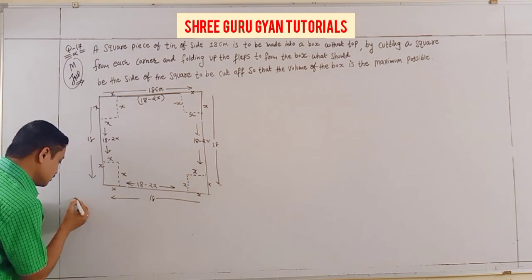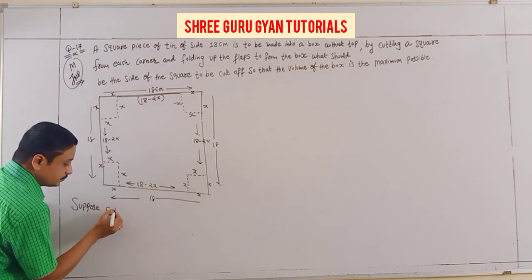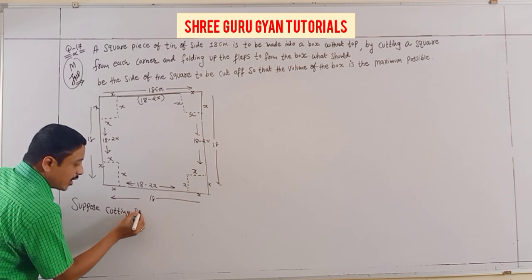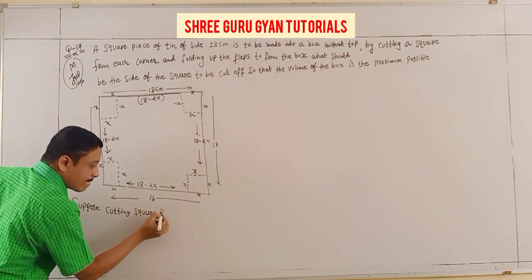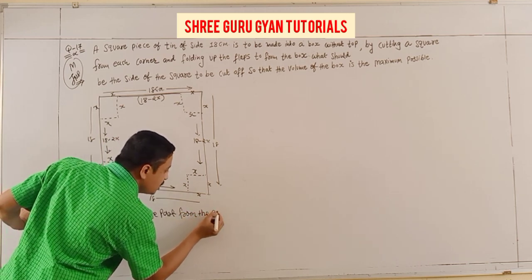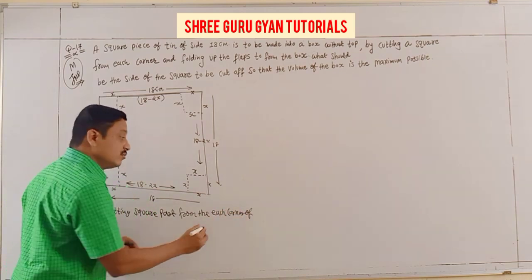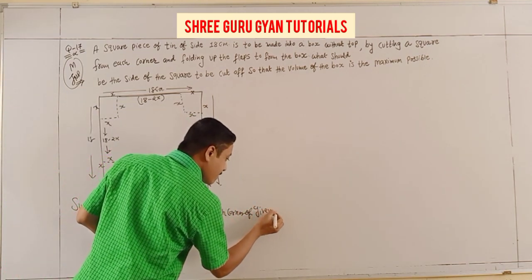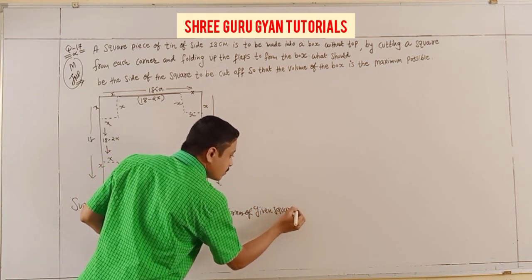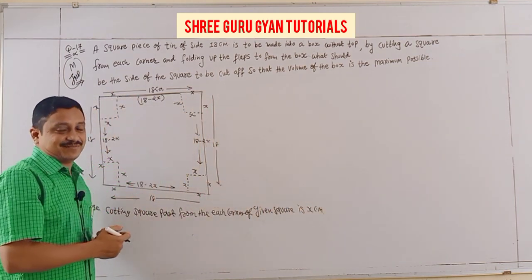So suppose the square part we cut from each corner of the given square is x centimeter. This I assume is x centimeter.